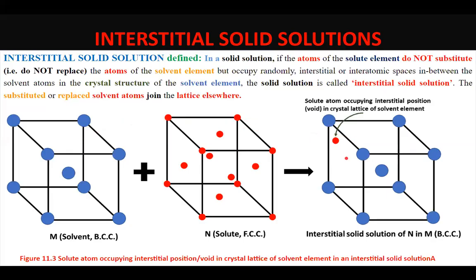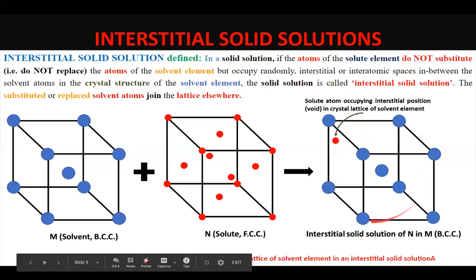So if a solid solution is getting formed in such a manner that the solute atoms are not replacing or substituting the solvent atoms in the crystal structure of the solvent, but are randomly occupying interatomic spaces or interstitial spaces, or what are called voids, then the solid solution that has got formed is called an interstitial solid solution.